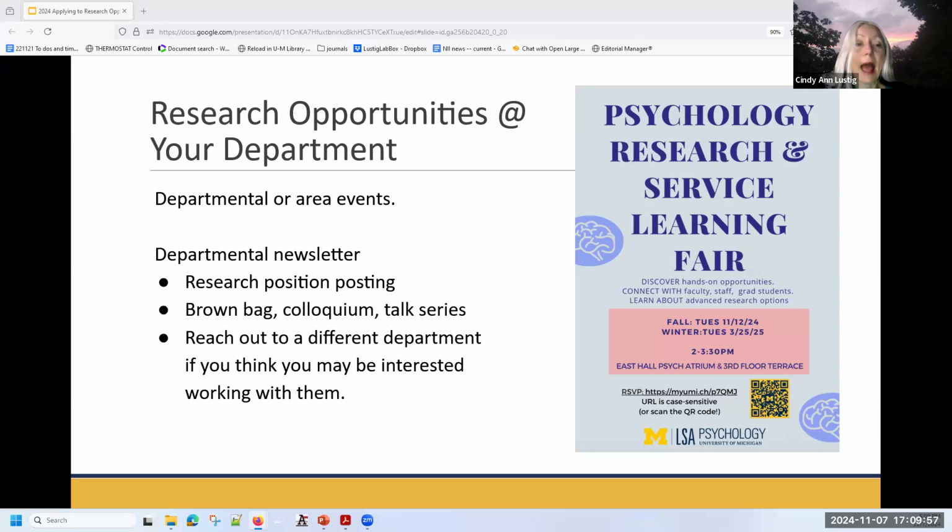Again, ask your advising office for research, how to find research opportunities at your department. If you are here at Michigan, we have this research and service learning fair that's coming up. This is going to be a great opportunity because labs that are looking for RAs are going to be there. They're going to have little booths and tables telling you about their labs. So that's an awesome opportunity to come talk to the graduate students, talk to the lab managers.